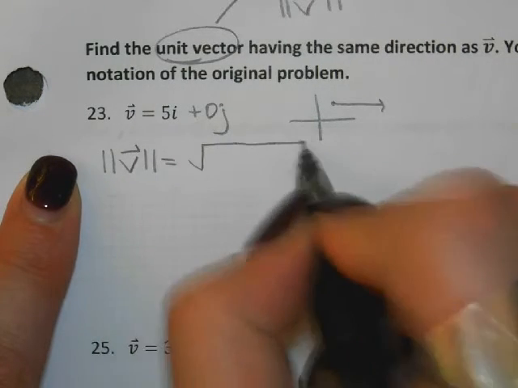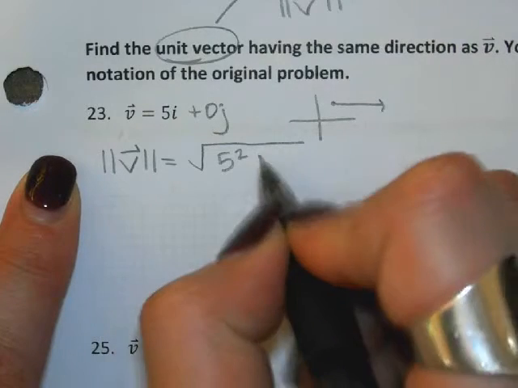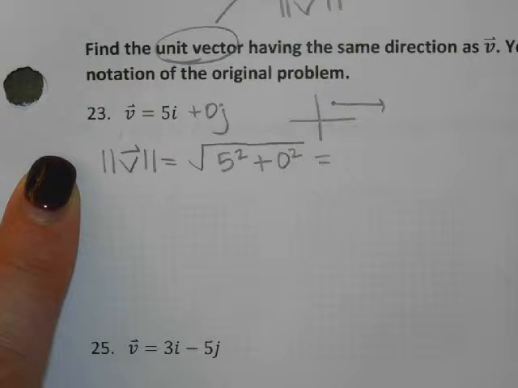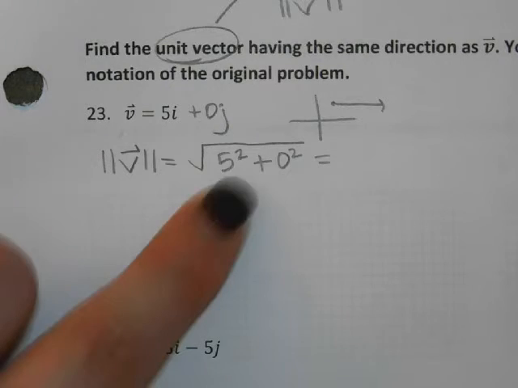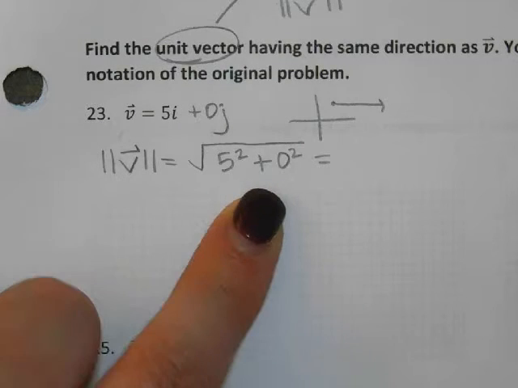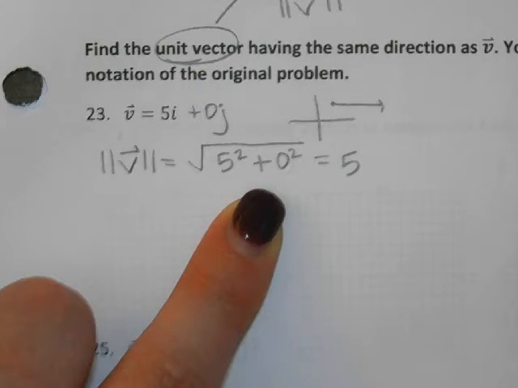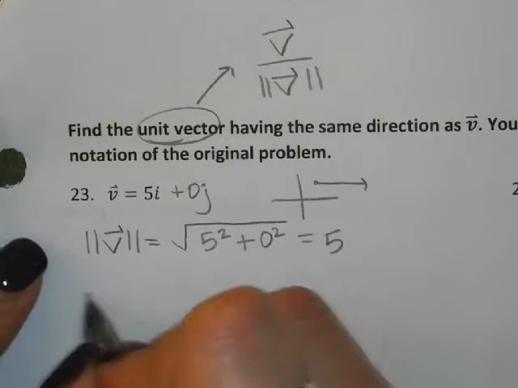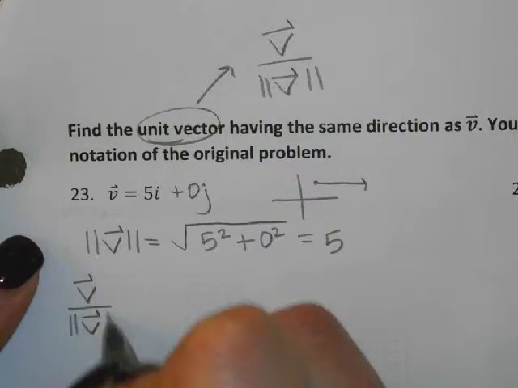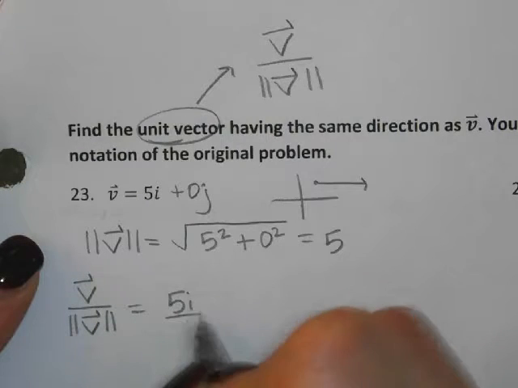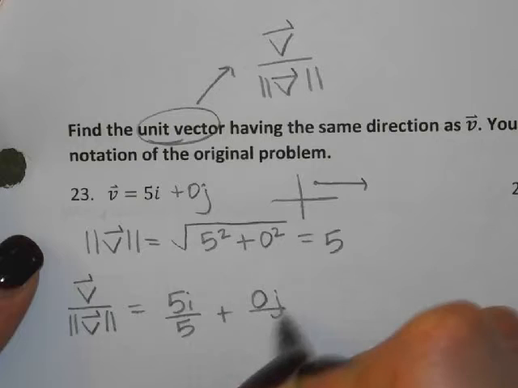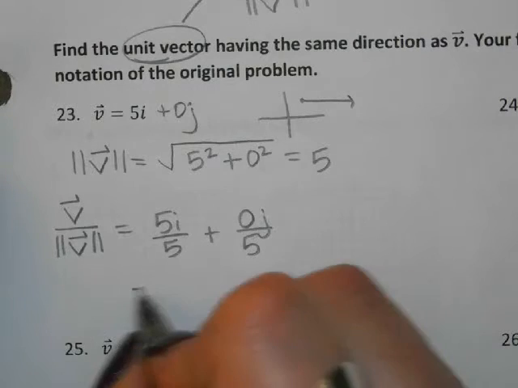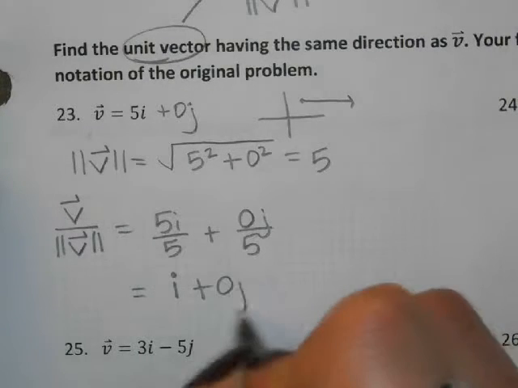But if we go ahead and use the formula, then we would say the magnitude is 5 squared plus 0 squared, which gives you the square root of 25, right? 25 plus 0? Square root of 25? And the square root of 25 is just 5. And so now we go back and we say, okay, I'm going to take the vector itself and I'm going to divide it by its magnitude. So I'll say the unit vector is 5i divided by 5 plus 0j divided by 5. And if I simplify that, I get i plus 0j.